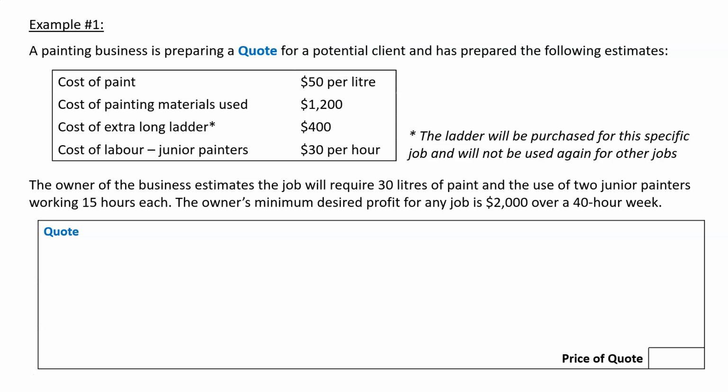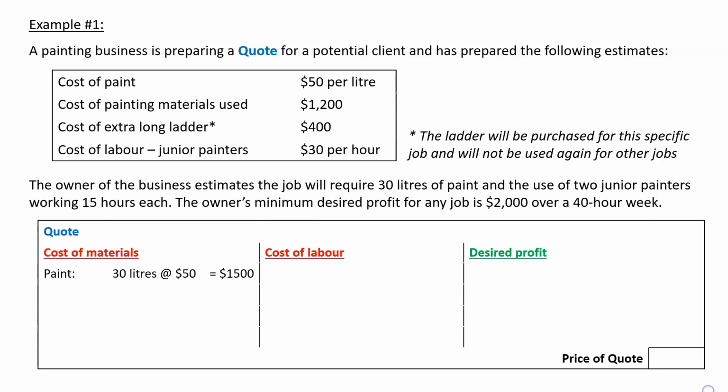And now with all that, we can estimate our quote. So let's split this up into three things. The first thing is the cost of materials, then we'll do the cost of labor, then the desired profit. We'll add them all up and we'll get the price of the quote. Let's start with the cost of materials. The paint itself, there'll be 30 litres of paint, and each litre costs $50, so that's a total of $1,500. Next we have the actual cost of the painting materials, which is $1,200, and we've also got the extra long ladder which we need specifically for this job. So we add all those up, we're going to get $3,100 as the cost of materials.